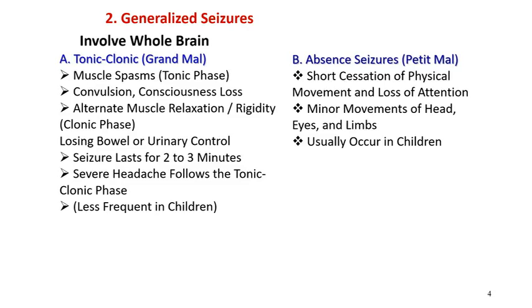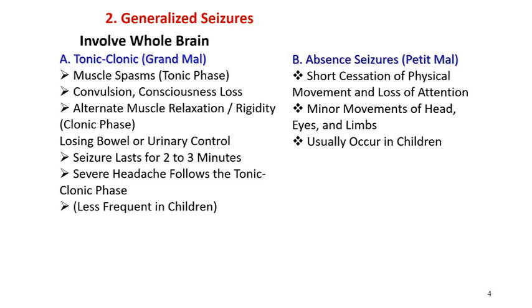The generalized seizure, the tonic-clonic type, is characterized by a tonic phase, which includes muscle spasm, convulsions, and consciousness loss, followed by an alternate muscle relaxation. That's why it is termed tonic-clonic. Tonic is where the spasm occurs, and when relaxation occurs, this is the clonic phase. It affects the smooth muscles even of the bowel or the urinary tract, causing loss of bowel or urinary control. A seizure may last for 2 to 3 minutes.